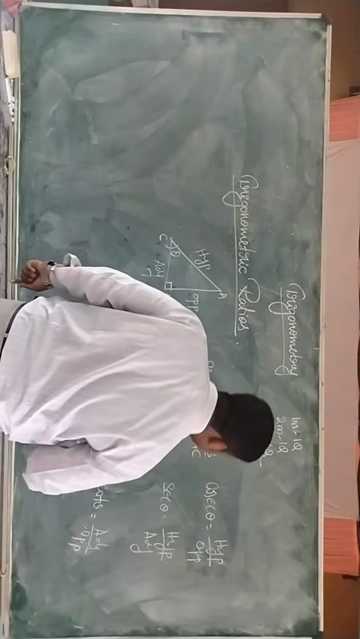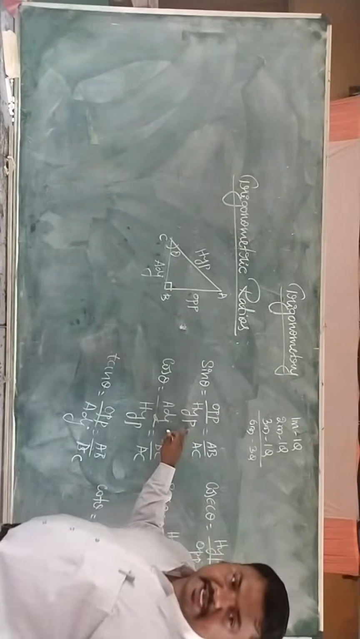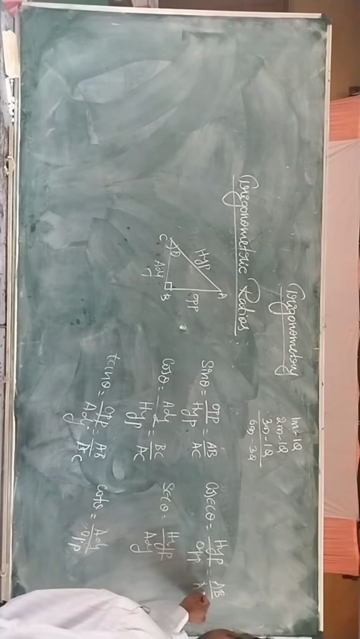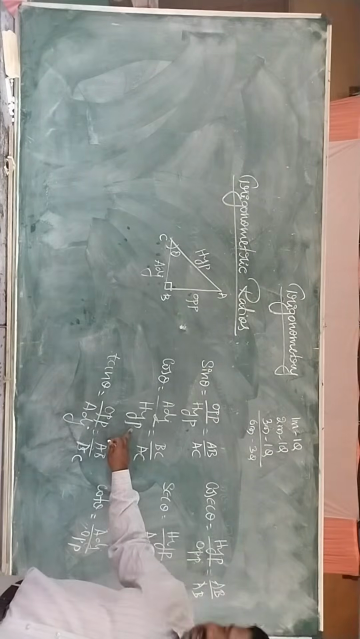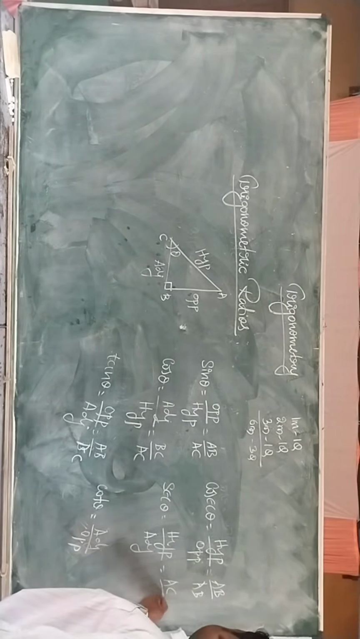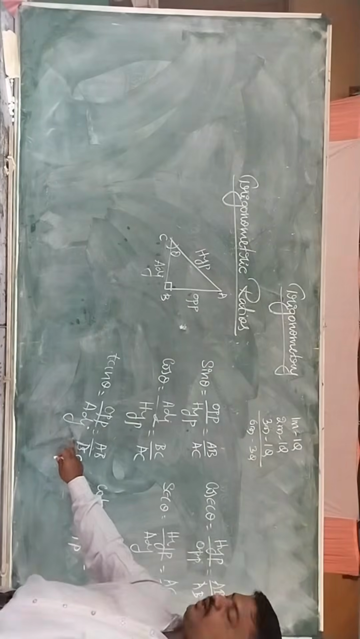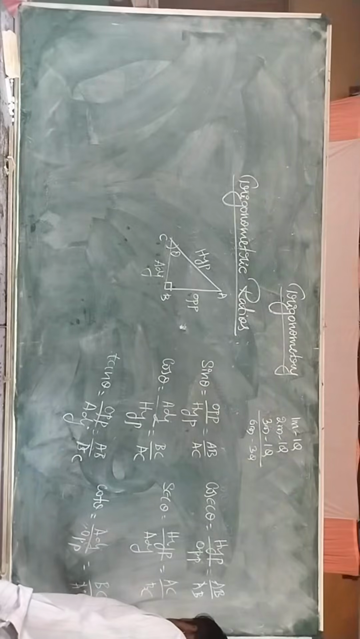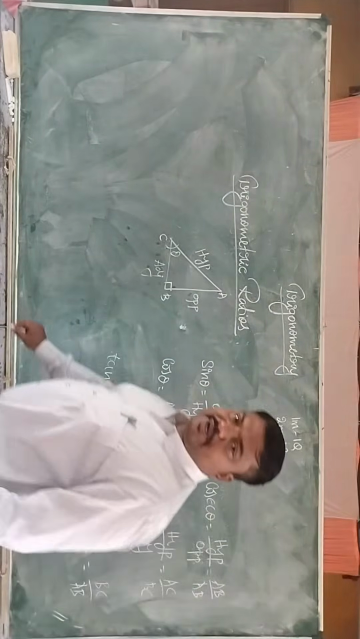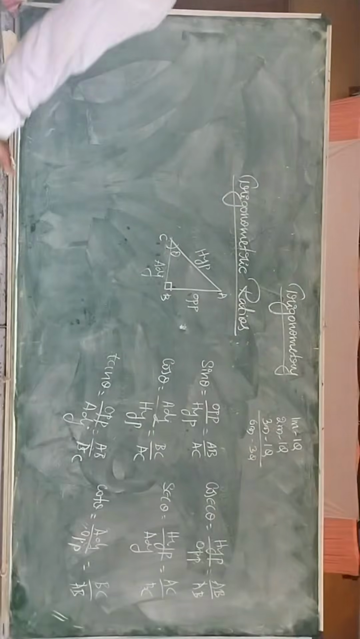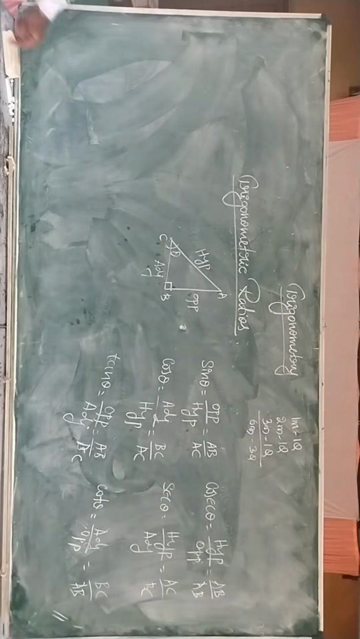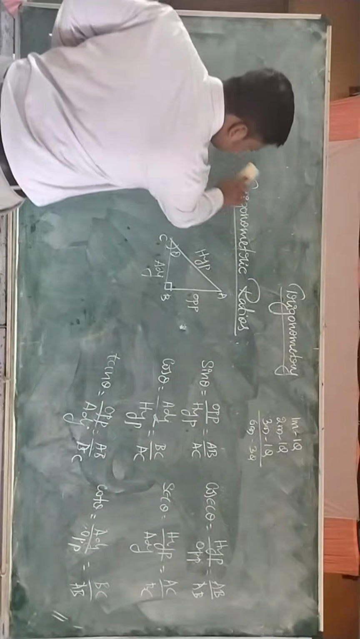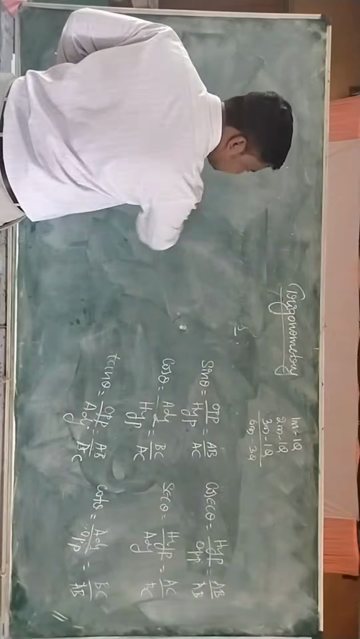Cosec theta, reciprocal of sine, that is AC upon AB. And sec theta, reciprocal of cos, AC upon BC. And cot theta, reciprocal of tan, BC upon AB. So these are the important trigonometric ratios. Okay. So any doubts here? Yes. Then after this, standard angles. Correct? After trigonometric ratios, standard angles.